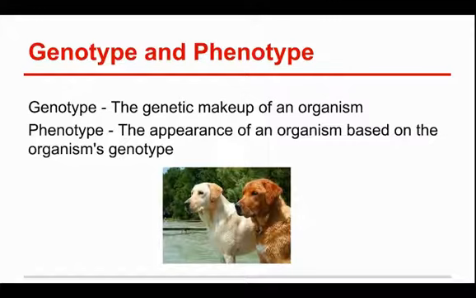I threw in this picture of these two dogs that look very similar, and so they have many of the same genes in common because they have a very similar look to them, although one seems a little hairier and is a little bit darker, so some of the genes are different. So the phenotype here we see is very similar because they share a lot of the same genes, but the genotype that determines color will make the phenotype, the appearance of the dogs, look different.